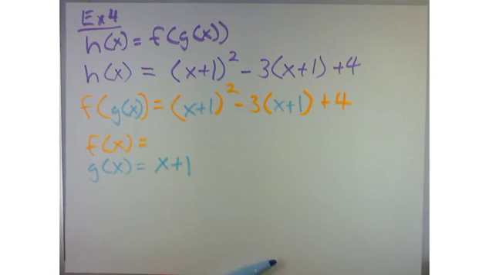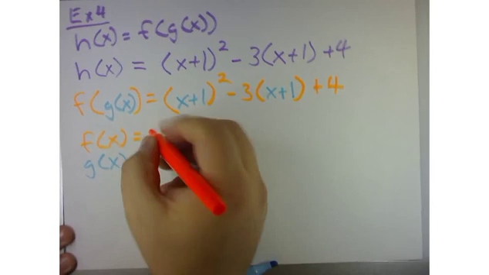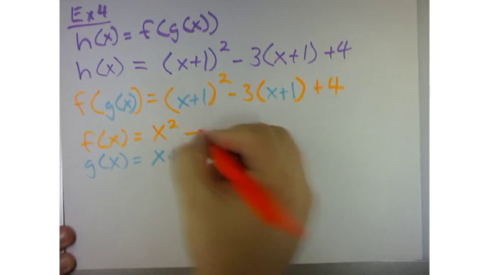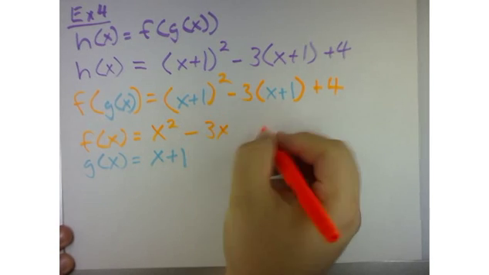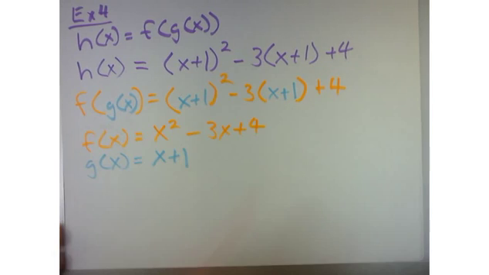Now, if you had to write down what f of x was, how would you write that? It'd be x squared minus 3x plus 4. Pretty easy. Let's do that one more time, okay? Any questions on that particular one?